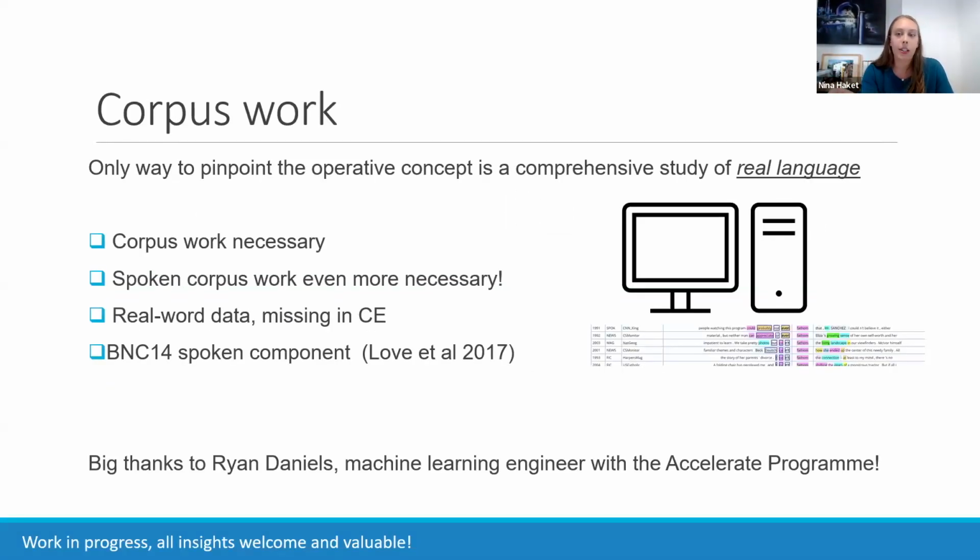The answer to these kinds of questions lies in real examples of discourse from real people. So one thing that I have chosen to do is some corpus work, mainly on spoken language, simply because that's the primary medium of communication, but I think is currently not adequately represented in conceptual engineering research. Therefore, I have chosen to look at the BNC14, or the British National Corpus from 2014, as the data source for trying to map out this operative meaning.